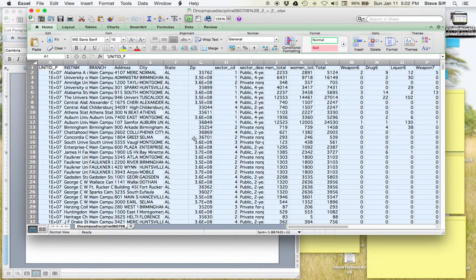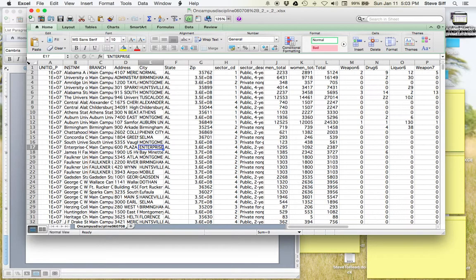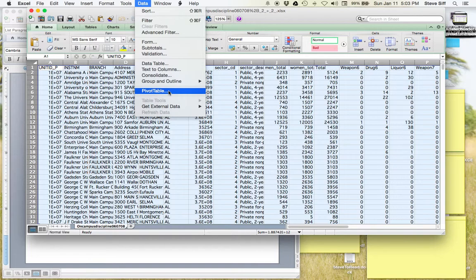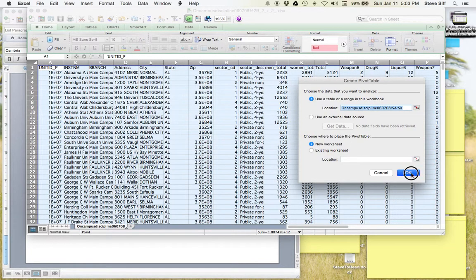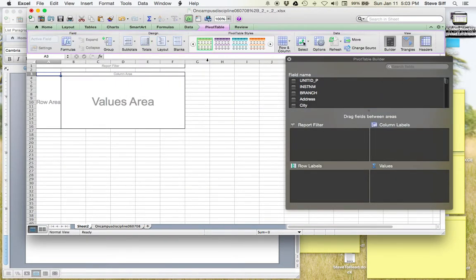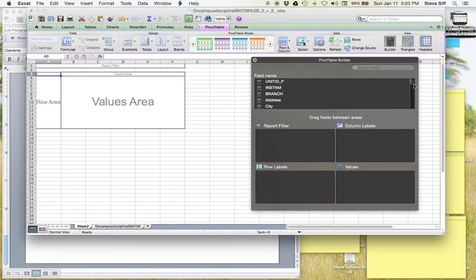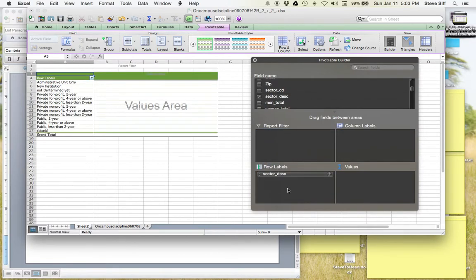So here is our Clery data. And I'm going to start by highlighting the data, pivot table. So we know this is a pivot table problem here. Okay, so we're going to boil down that huge spreadsheet of data into a smaller table with rows for each of the university types. There's the sector description in the row.